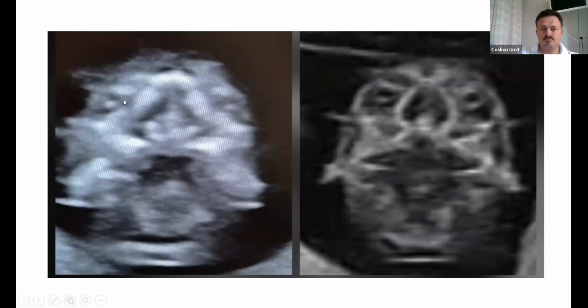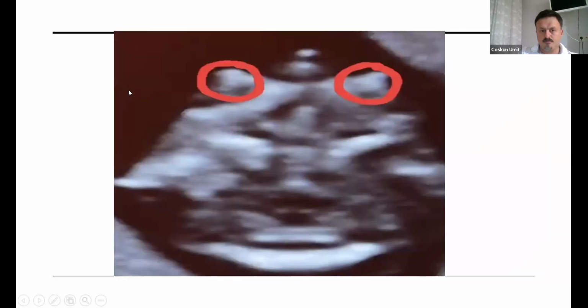And this is a frontonasal dysplasia baby. We genetically confirmed the diagnosis later in pregnancy. So this is a frontonasal dysplasia. Here is the nasal bone. It is different than the normal, and there is a hypertelorism.